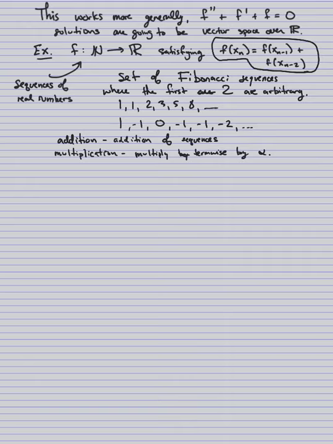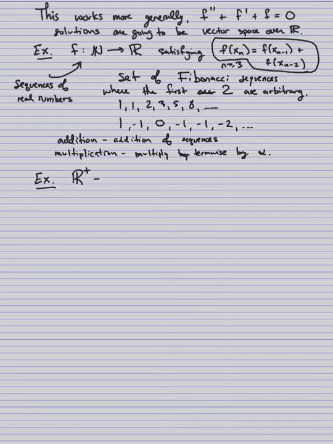Okay. Oh, so I think I should have said here n is greater than or equal to 3. All right, the first two are arbitrary. Okay, so that's another vector space. Okay, so here's another one.